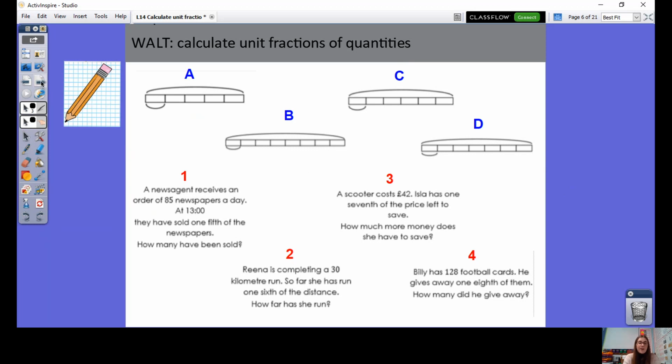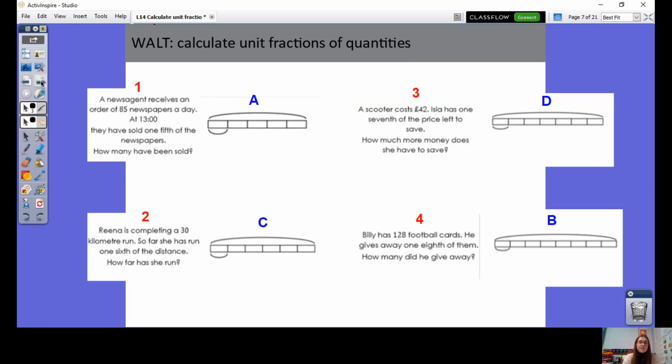Okay, welcome back and good effort everybody. Let's have a look at some answers. So here were your answers. You've got 1A, 2C, 3D, and 4B. Now, as I said, we were able to work this out because bar model A has 5 parts, and here we can see it says 1/5. So 1/5 is going to be 5 parts. Same on number 2, it says 1/6, and our bar model here is split into 6 parts. So have a look at those now, and let's get ready to move on to some more word problems.